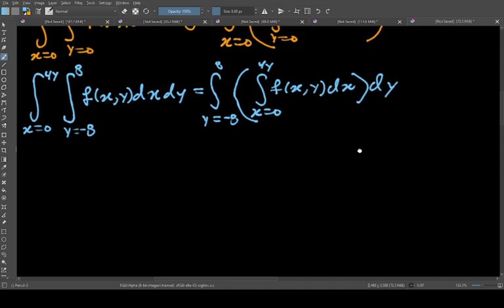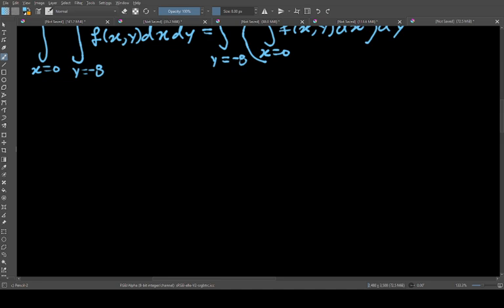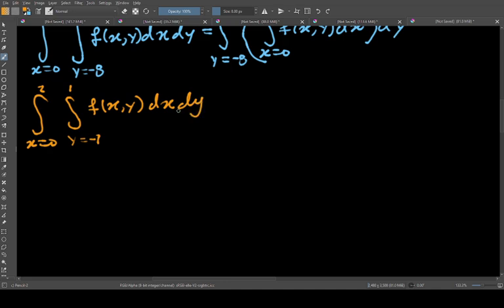Let's do another example. Let's do the integral from x equals 0 to 2, and the integral from y equals negative 1 to 1 of f of x comma y dx dy. All the limits are constant, so in this case you can do the integral in any order. So that's equivalent to this.